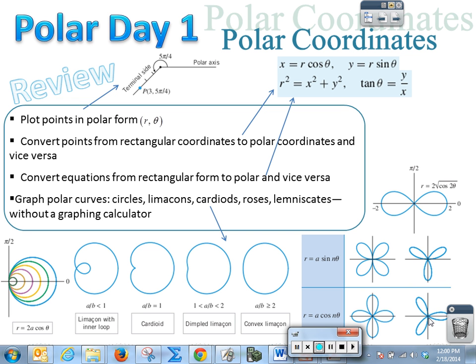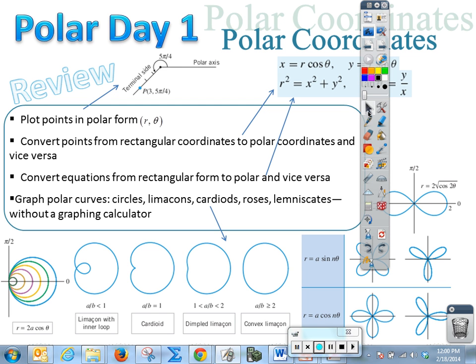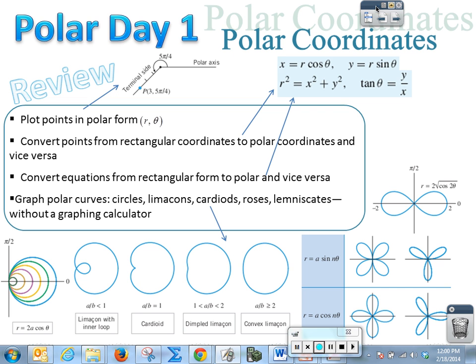First of all, if you take a look over here, plotting points in polar form, hopefully you recall how that works. Remember, the points are in this form, r theta, and here's an example up here of plotting points in polar form. Hopefully that's just a reminder.